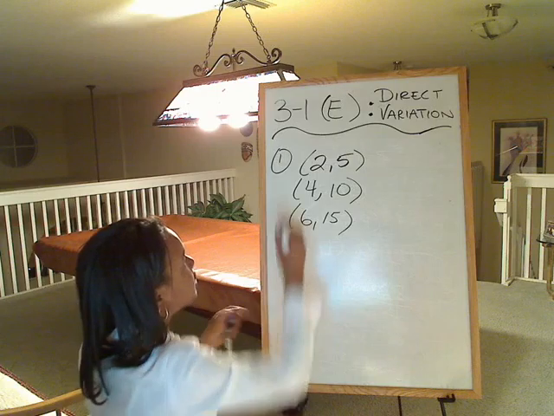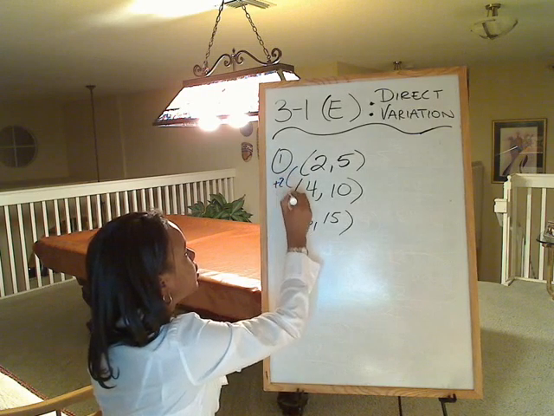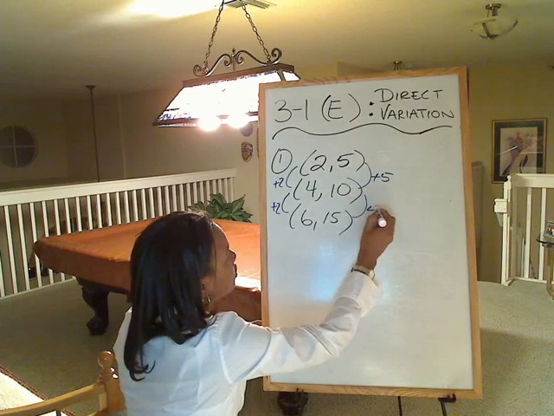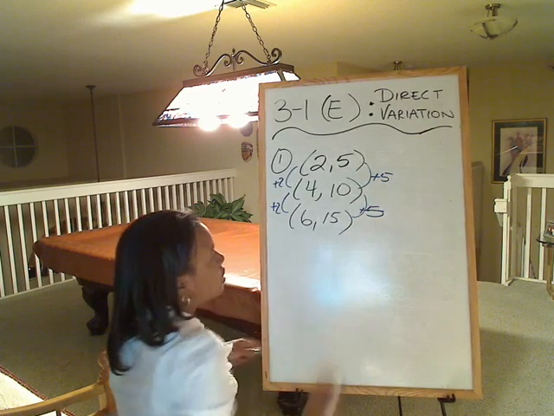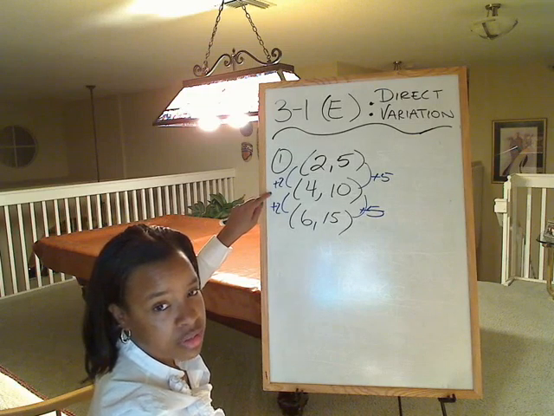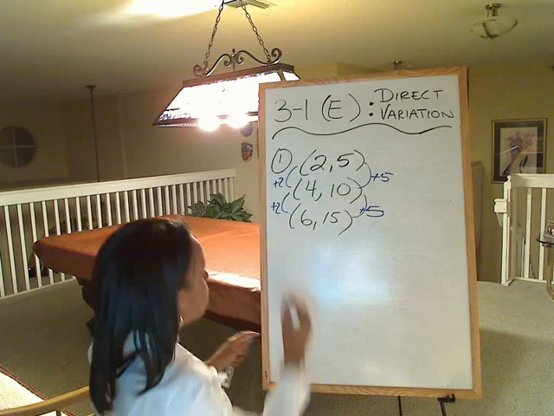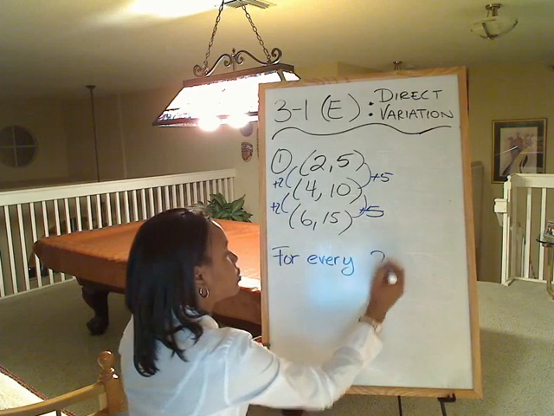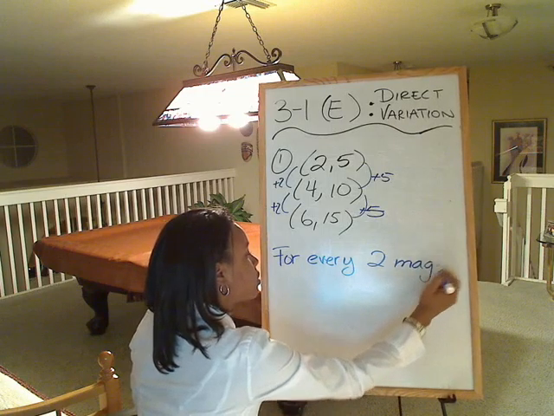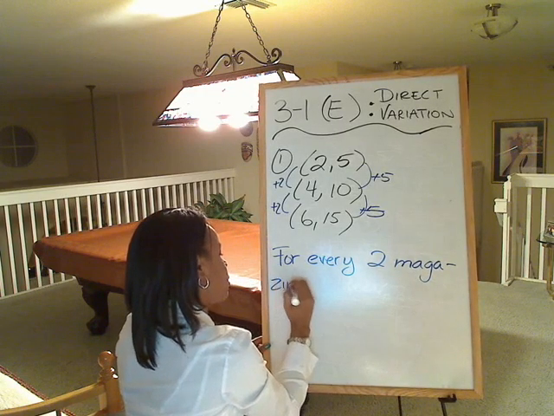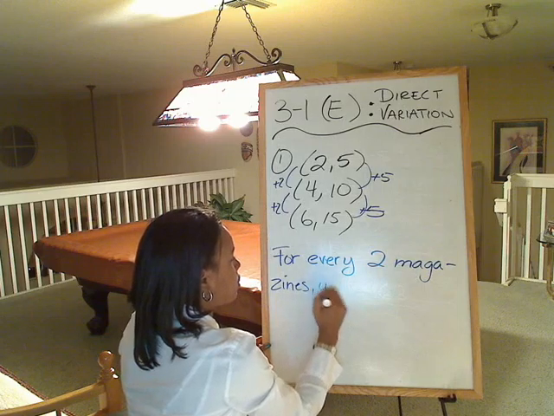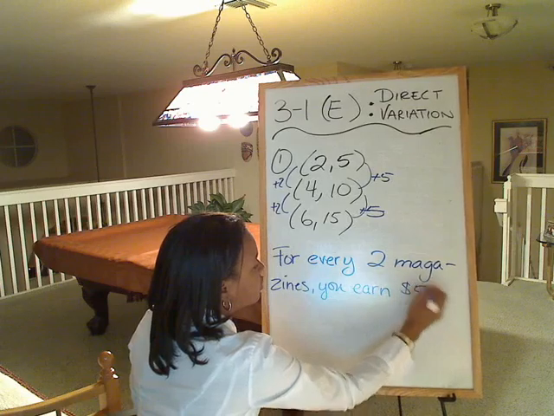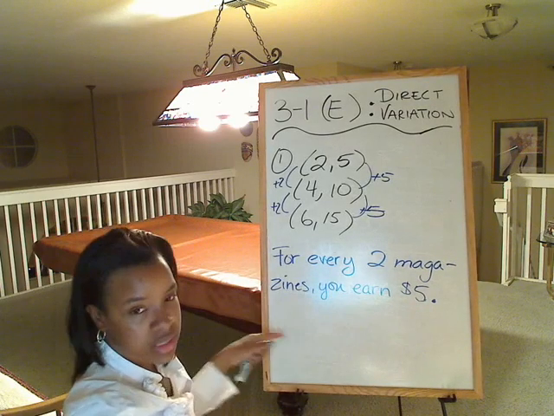So basically, if you look at what's happening here, for every 2 magazines, because this is going up by 2, right? Each time. This is going up by 5. So for every 2 magazines that are sold, you make $5. So for every 2 magazines, you earn $5.